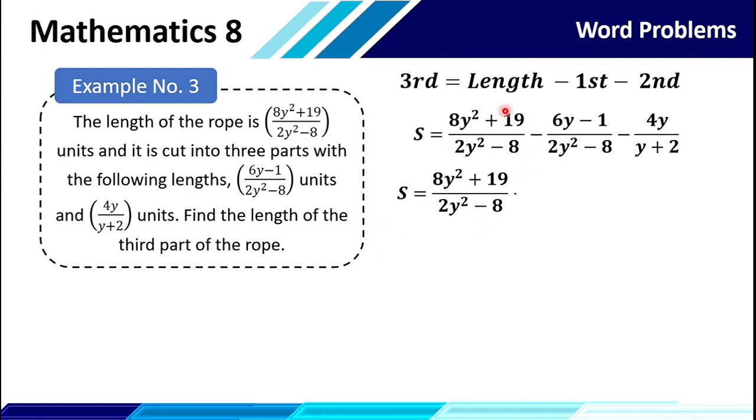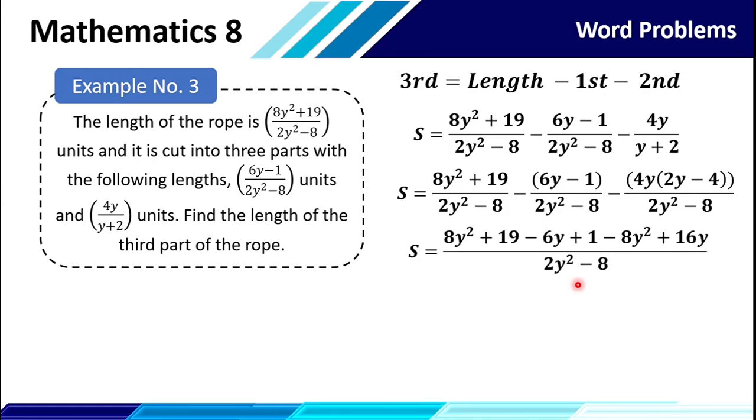As you can see here, we just copy 8y² + 19 on our numerator because the LCD and our denominator are the same, as well as with our second fraction. On our third fraction, we will divide 2y² − 8 by y + 2. We will have 2y − 4 and multiply it to 4y. To simplify this further, we can combine these fractions because we have the same denominators, and now we can subtract our numerators.